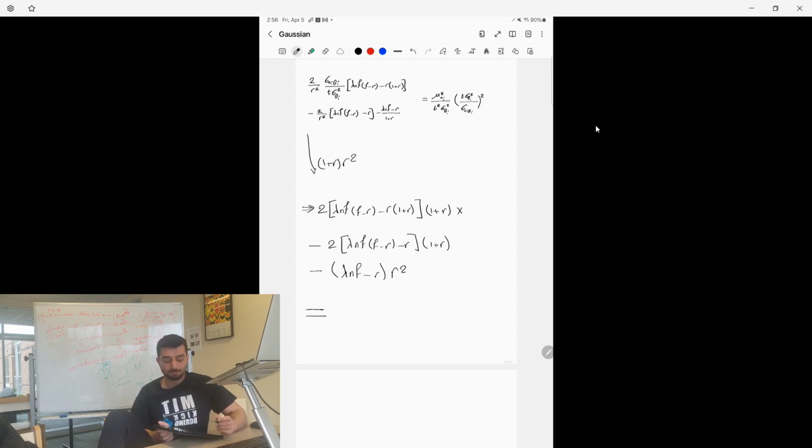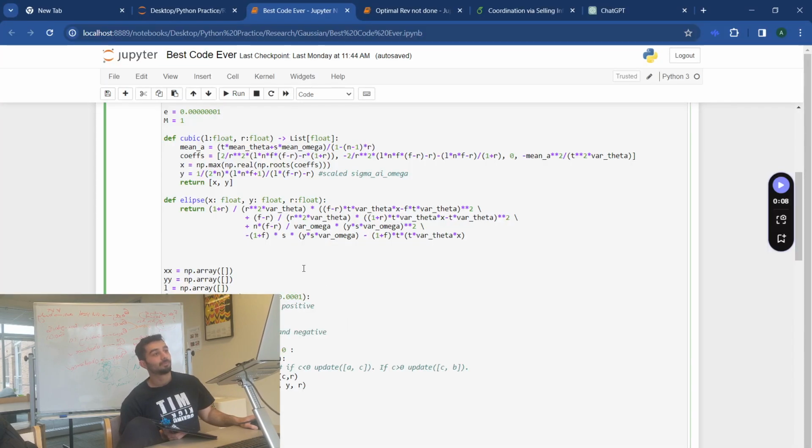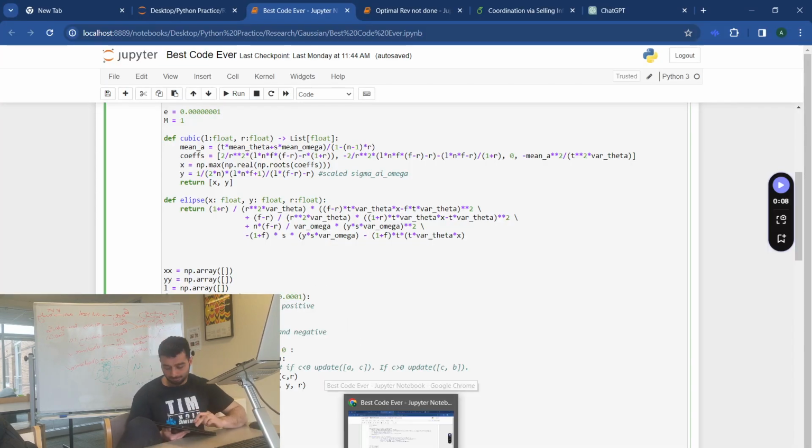we can do it on both codes, equals what? Mu ai squared. By the way, we need to check for mu ai too. Mu ai squared over t squared. Well, t squared sigma theta I squared is not a big problem. X squared. But what is mu ai? Do I have it here? I prefer to have it here.